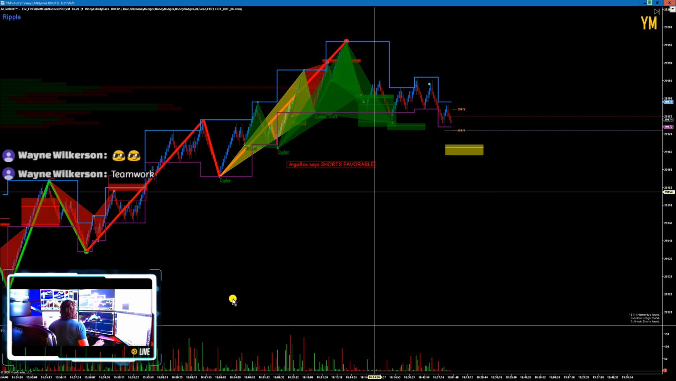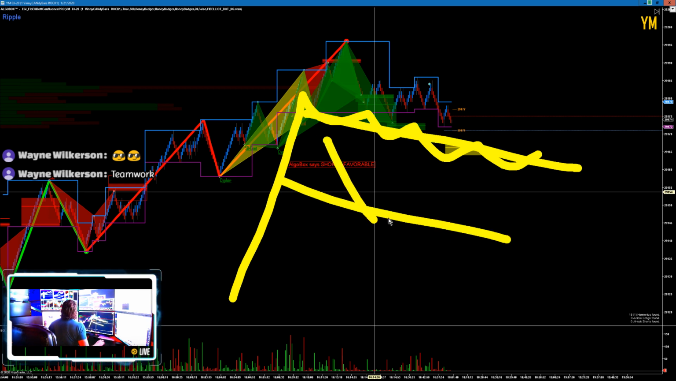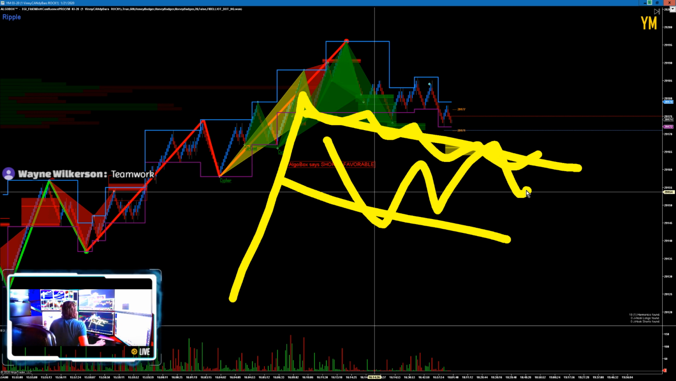How about this little gem right here? You've got a flag. Lots of that stuff that you're going to read from books. Sure, these are structures. What do we do with a channel? You've got a channel. Same thing, these are structures. You need to know what structure you're trading. Number one, do not take a trade unless you have identified a structure.